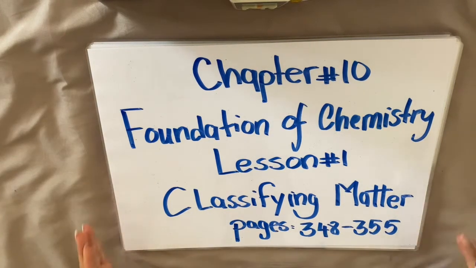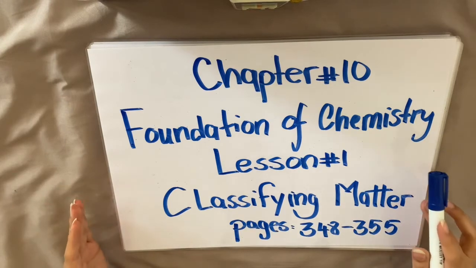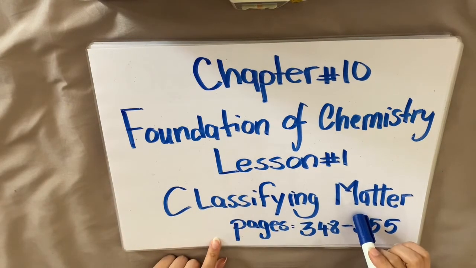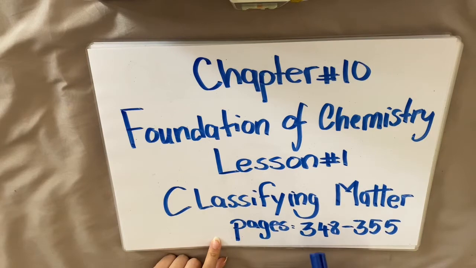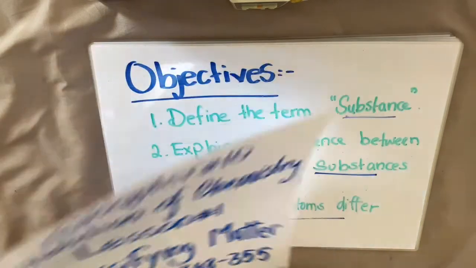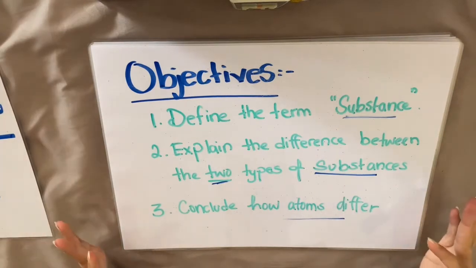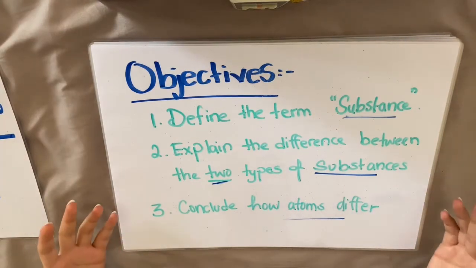Throughout this week, we are going to be continuing Chapter 10, Lesson 1, Classifying Matter. We'll find it in our copybook, in our textbook, pages 348 to 355. Let's take a look at our objectives and see what we're going to accomplish throughout this week.